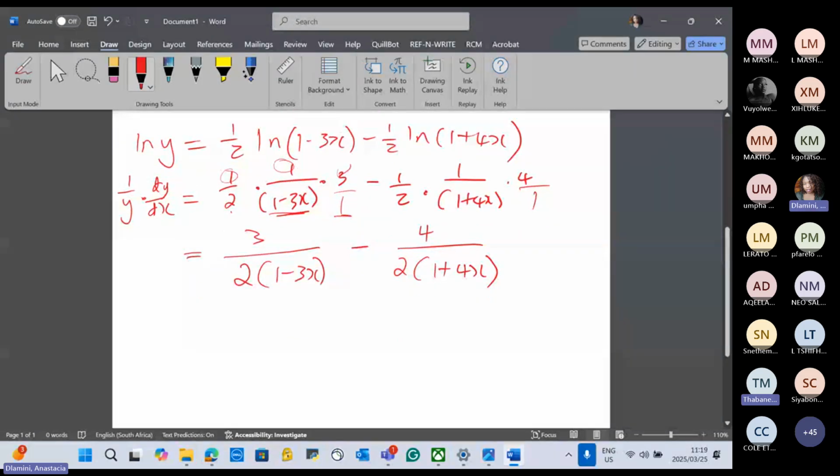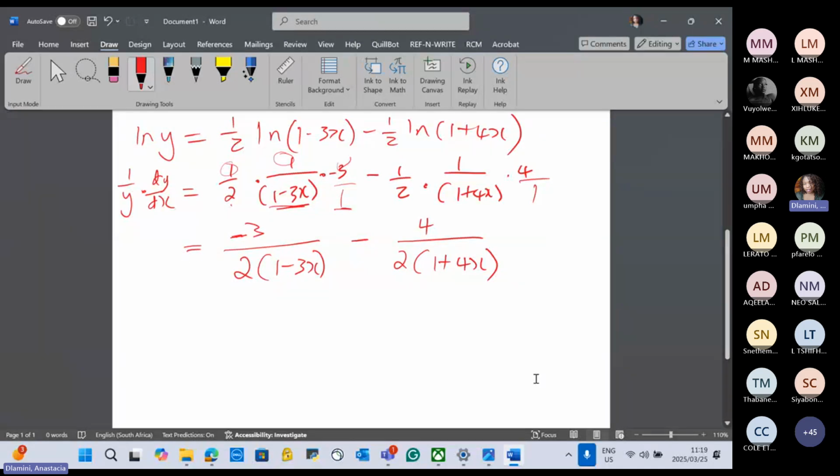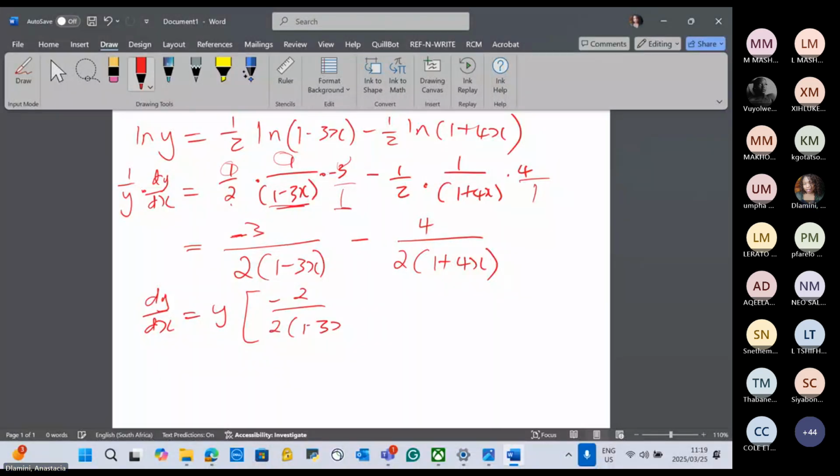There on the numerator it's minus 3. Thank you very much. Minus 3. Are we all together now? Yes. Okay. So right now, normally this is what we'll say: dy over dx is equal to y times minus 3 over 2(1 minus 3x) minus 4 over, for now can we leave it as 4? Don't divide for now. I just want to show you something. Are we all together there, guys?